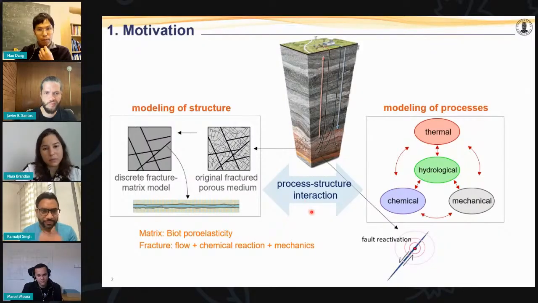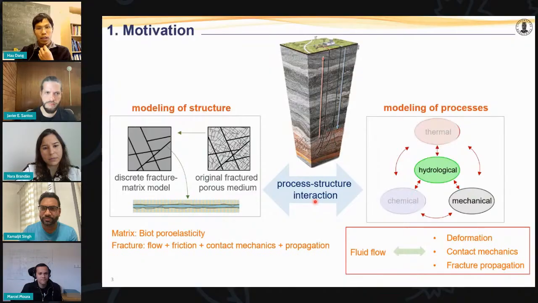A full modeling of this problem is very complicated because we not only investigate the behavior of structure and processes, but also the interaction between them. My research is focusing on the interaction between fluid injection and mechanical behavior in rock, like deformation, contact mechanics, and fracture propagation. The matrix is modeled based on the poroelasticity model, and I consider the effects of fluid flow, friction, contact, and fracture propagation.